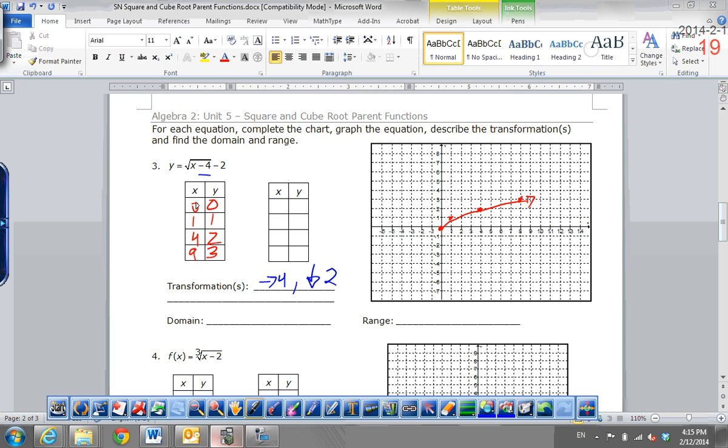So that means I'm going to take every x value and add 4 units to that. I take every y value and subtract 2 units. So that means we're moving each ordered pair 4 to the right and down 2. So there's my first one, 4, negative 2. The next one, 5, negative 1. Next one, 8, 0. And lastly, 13, 1.